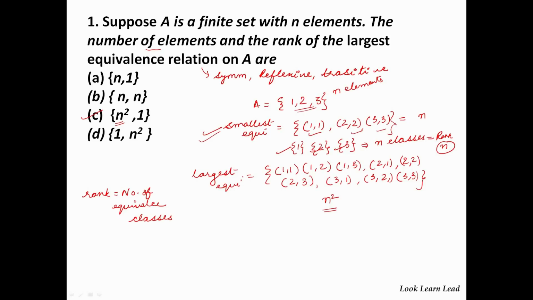Okay, for the largest, let's see. 1 is related to 1, so we place 1 in a class. 1 is related to 2, so 1 and 2 would be in the same class. 1 is related to 3, so 1, 2 and 3 would be in the same class. In the same way every element is related to all other elements, so we have only one equivalence class. So our rank would be 1 for the largest equivalence relation. Our answer is C, that is n square and 1.